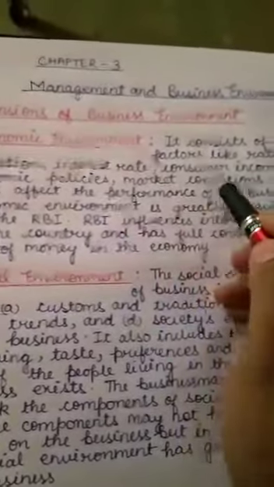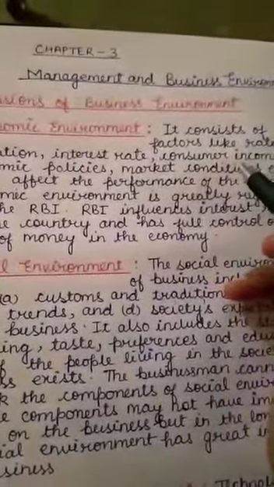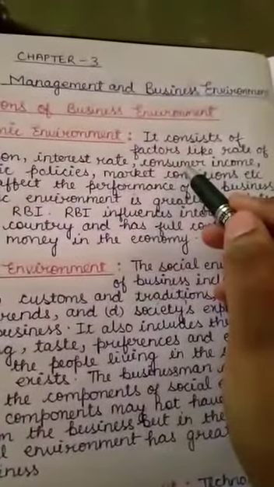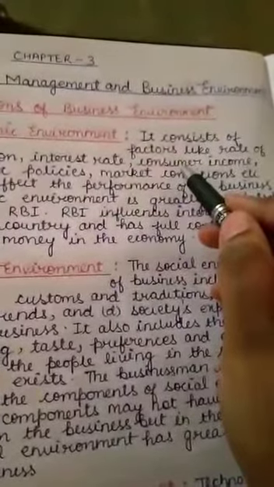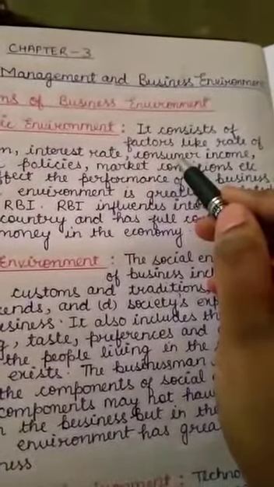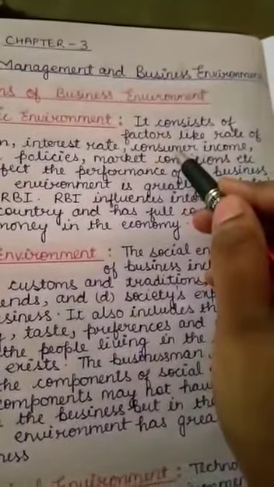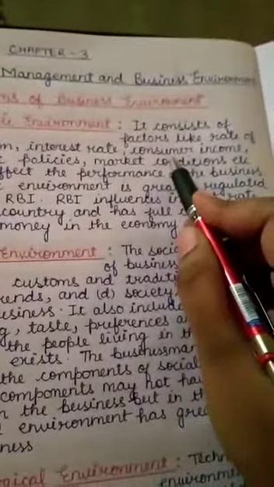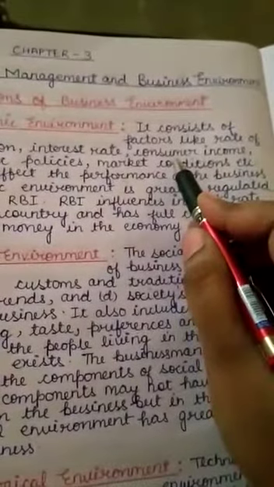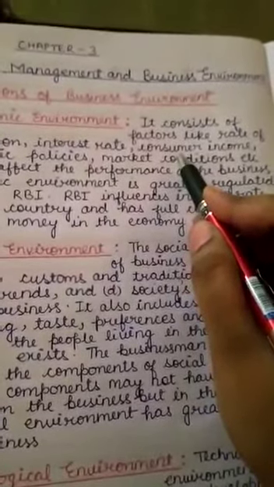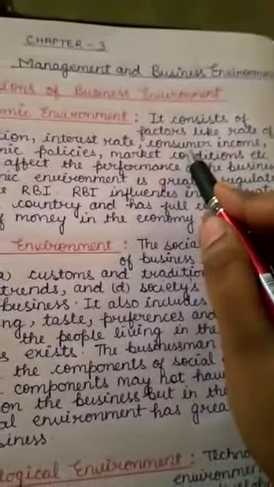Consumer income: all of you know, whatever income we earn, that is our consumer income. By doing all the economic activities, we earn income, and we all are consumers and producers as well as manufacturers also. If we are consuming goods and services, then we are known as consumers. If we are producing or manufacturing something, then we call producers or manufacturers.